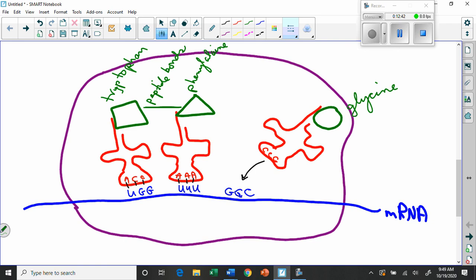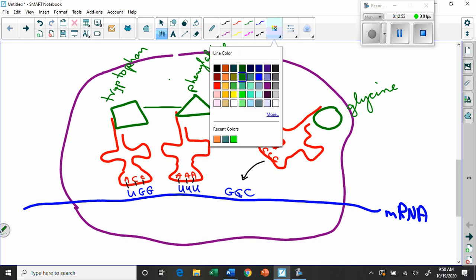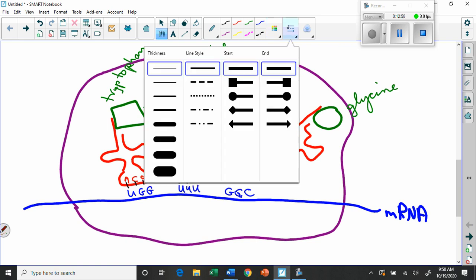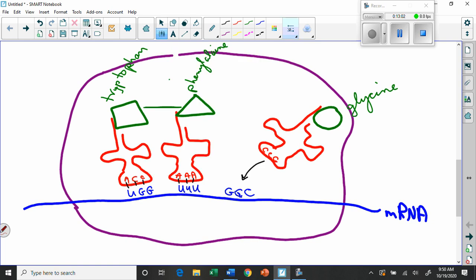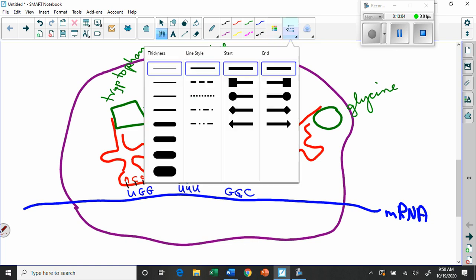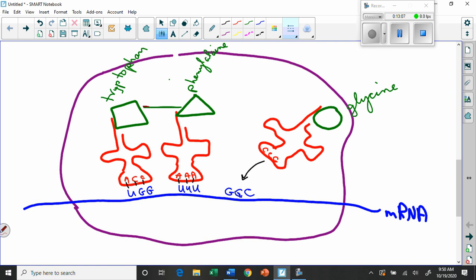I should have put peptide bond in a different color because it's not another amino acid. So let me just change that just for fun. Let's put it in maybe this brown color here. I don't know if that's going to work. Is it going to work? Yeah. So right here, we'll put peptide bond formed by enzymes.